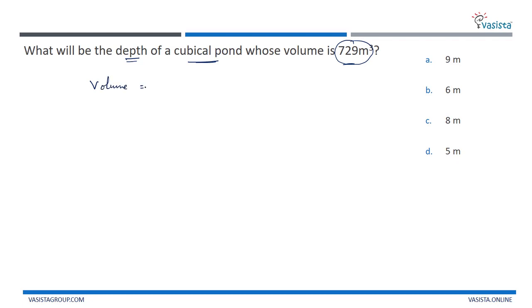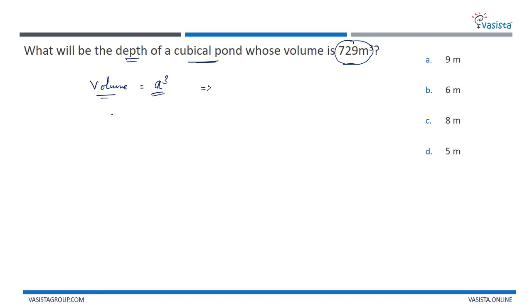Volume of a cube is equal to what? That is nothing but L cube, or A cube. Now what we need to do is find A, the depth. Because all sides are equal in a cube, we need to find the cube root of this, and you are going to get the answer.